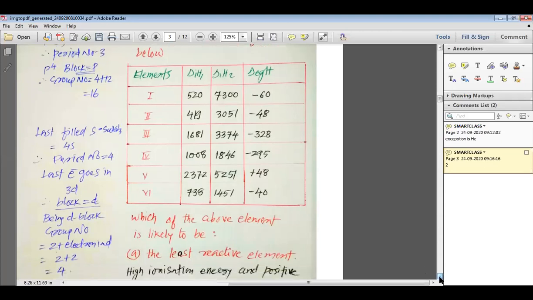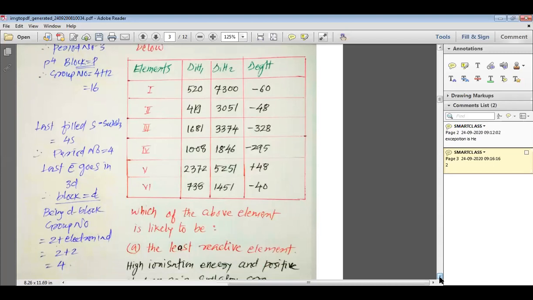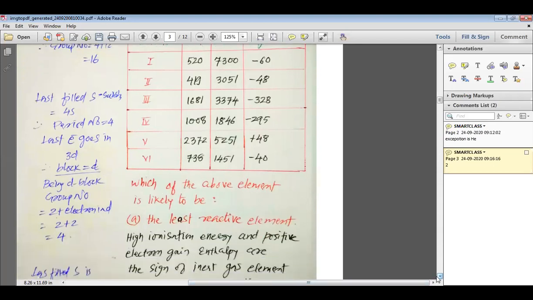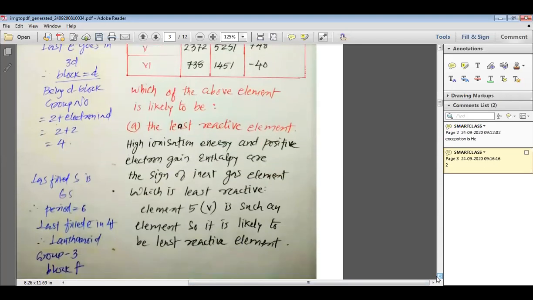Now we'll think upon the various questions and try to answer them. But remember that the question asks which of the above elements is likely to be so, so we need not be very sure. We can guess it and answer this question. Now let's look at the first question.